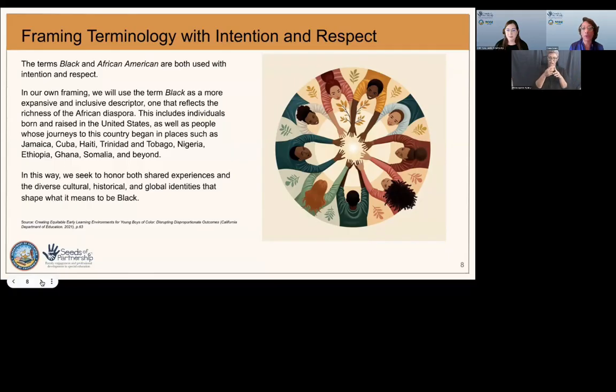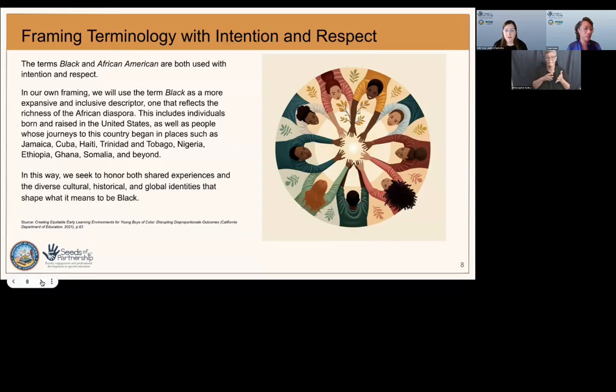This includes individuals born and raised in the United States, as well as people whose journeys extend from places such as Jamaica, Cuba, Haiti, Trinidad, Tobago, Nigeria, Ethiopia, Ghana, Somalia, and beyond. In this way, by framing the language, we seek to honor shared experiences and, equally important, to understand the diverse cultural, historic, and global identities that shape what it actually means to be Black.